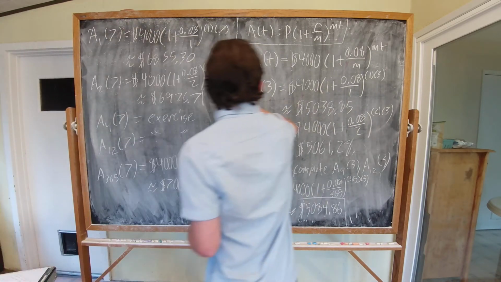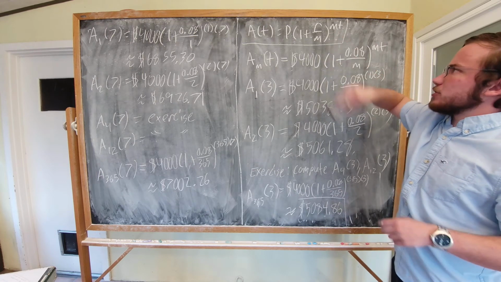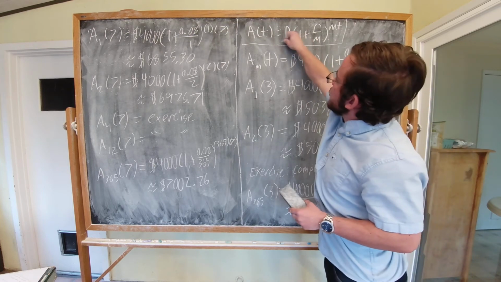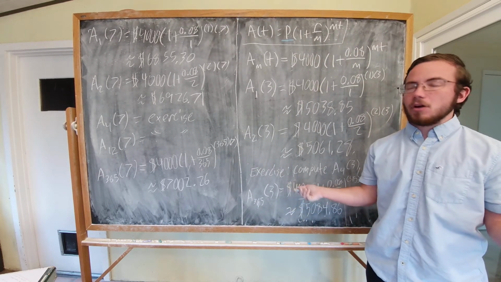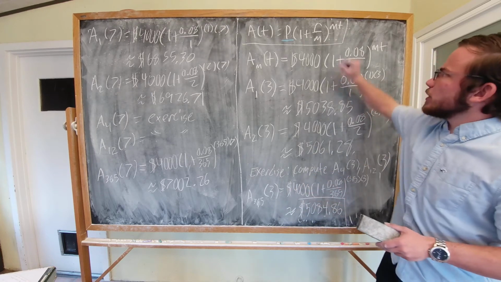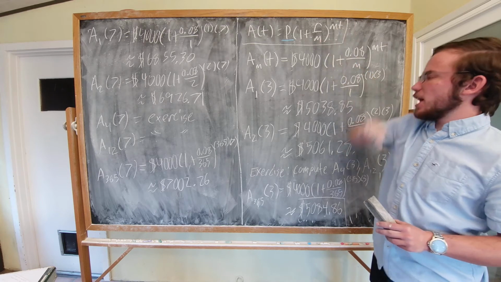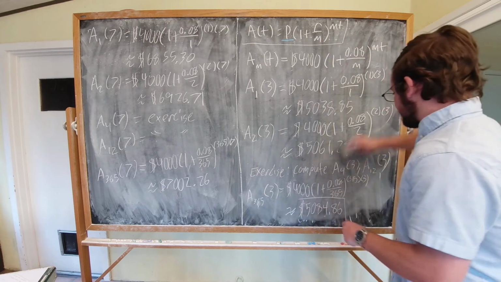All right. So let's look kind of closely at this function, right? This P in the front, it's cool and all, but it's really just a scaling factor. It's just multiplying everything. So it seems like the real grunt work of the function is in this part, the (1 plus r over m) to the mt power. Let's look at that a little bit closer.